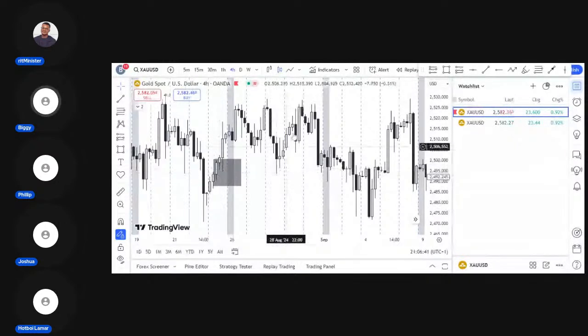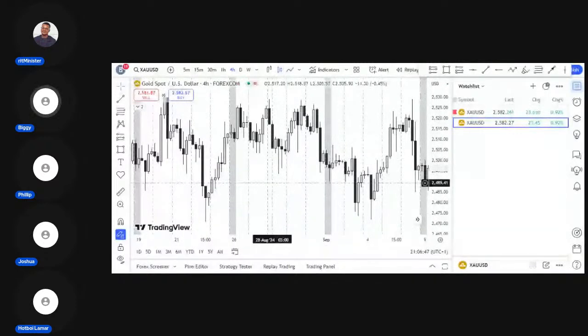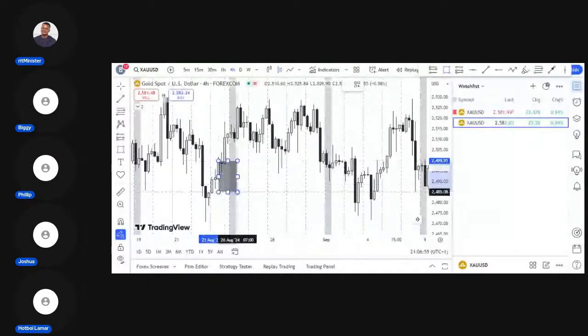But if you go on forex.com, that's why I use both of them. They go hand in hand. On that same level where there was no level for you to buy from on Oanda, on forex.com there was a level. There was a level, and this was the level.